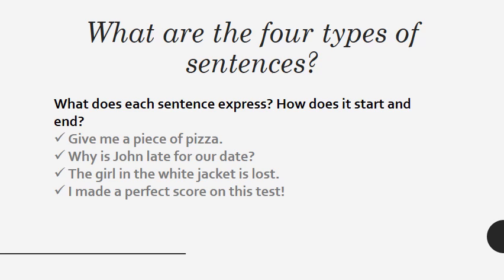Give me a piece of pizza. So I'm telling the other kid or the other boy or the man to give me a piece of pizza. So this is an order or a polite request, we say. Okay, it's an order or a polite request. So the first sentence expresses an order or a polite request. It ends with a period and it starts with a verb.